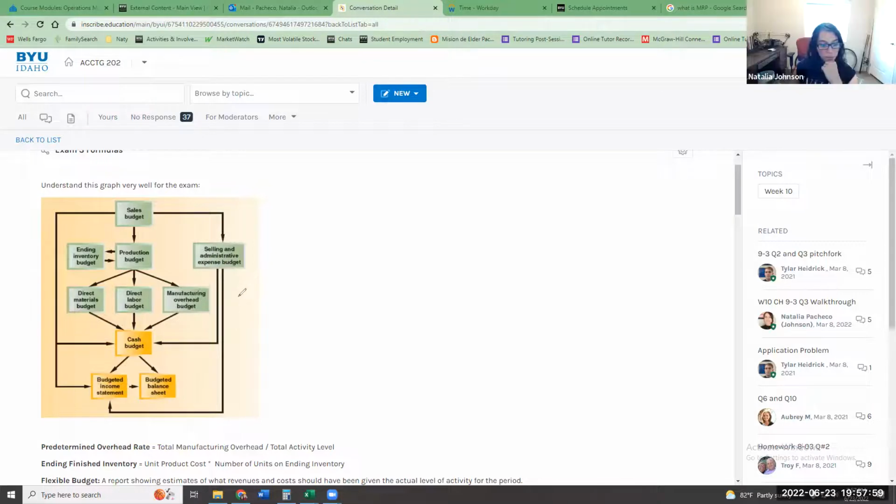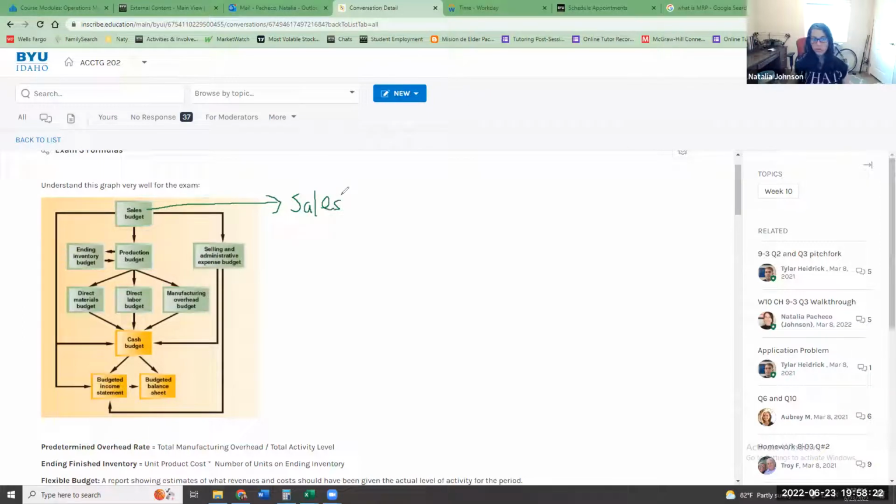What I did is, instead of memorizing every single thing, like add the desired ending inventory, blah, blah, blah, I just remember it in a more simple way. So the sales budget, I know it's just the sales units and they will give it to you.